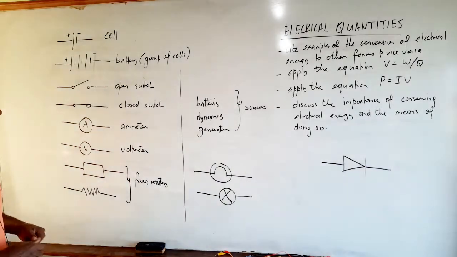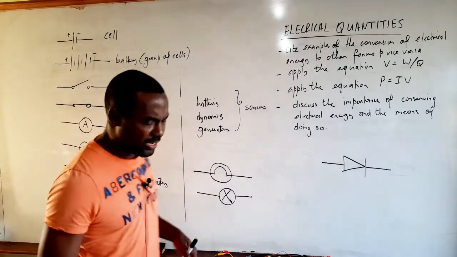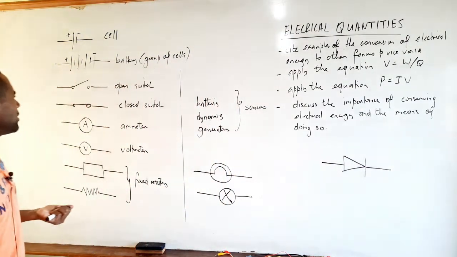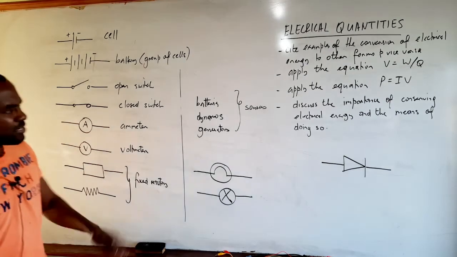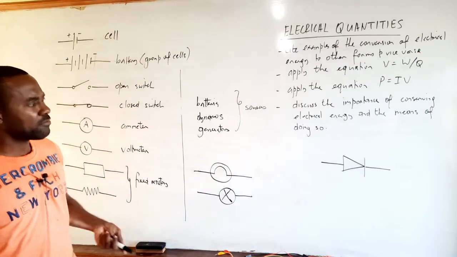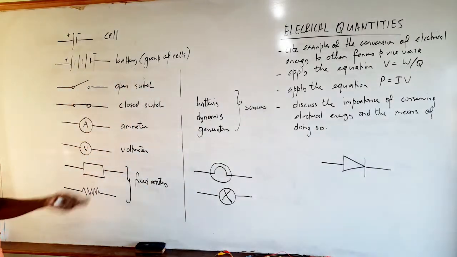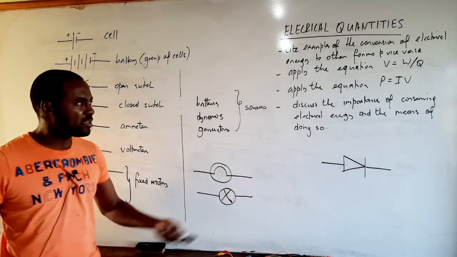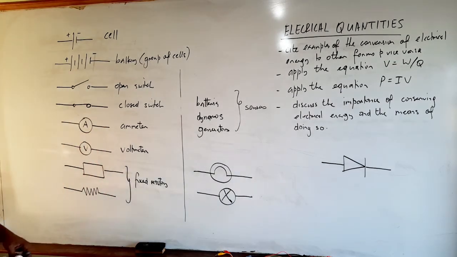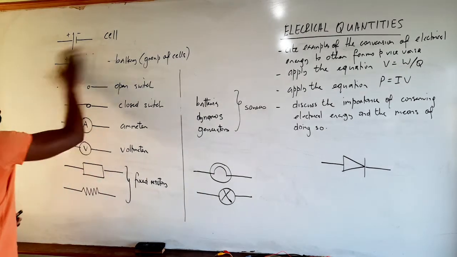So generally, devices which convert electrical energy into other forms of energy are treated differently from sources. As I said, sources convert other forms of energy into electrical energy, and other circuit components do the reverse. All right, so having said that, we can take these off.